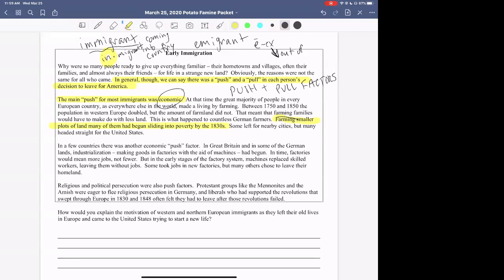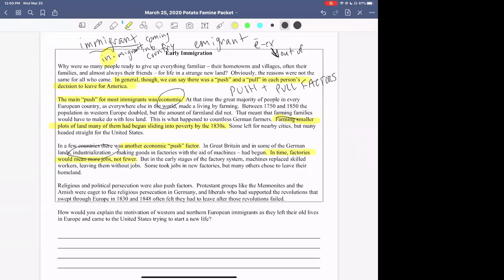In a few countries, there was another economic factor. In Great Britain and in some of the German lands, industrialization, making goods in factories with the aid of machines, had begun. Industrialization, we already know that word. Let's circle it though, because it still is an important vocabulary term. In time, factories would mean more jobs, not fewer. So let's highlight that. We might already know that from our last unit, but it's still really important to recognize that.